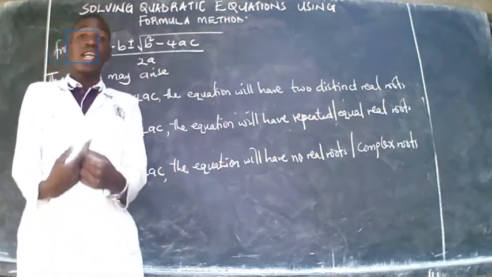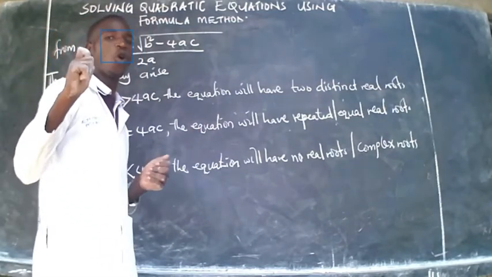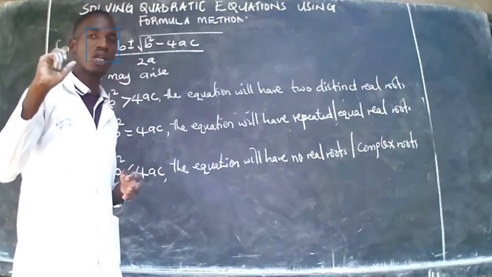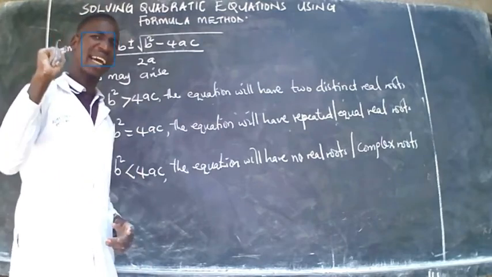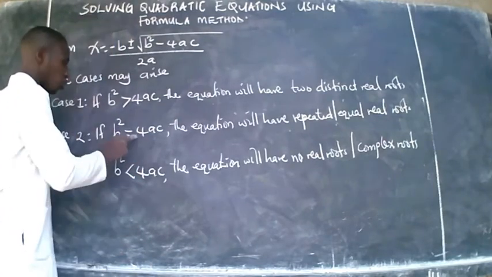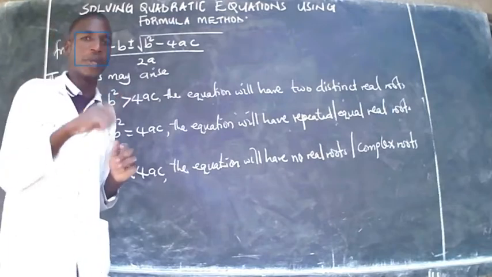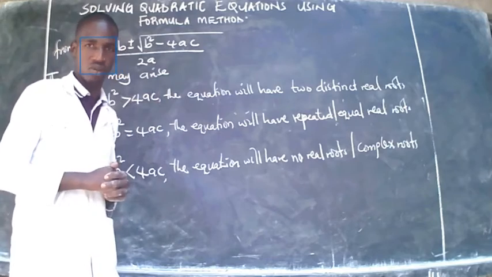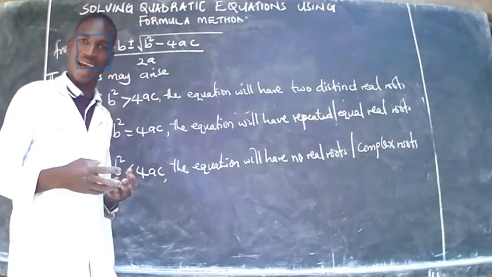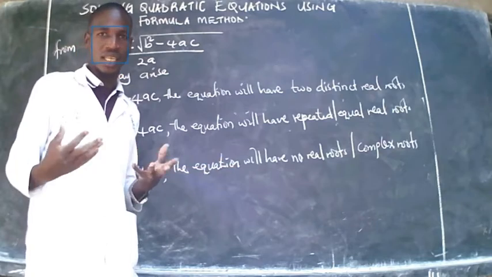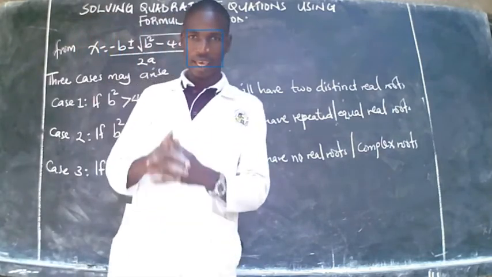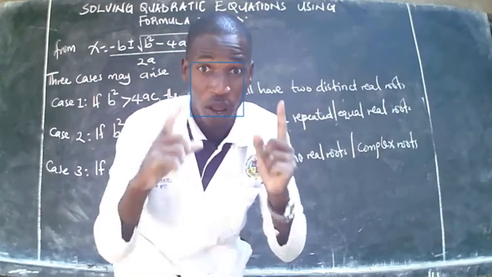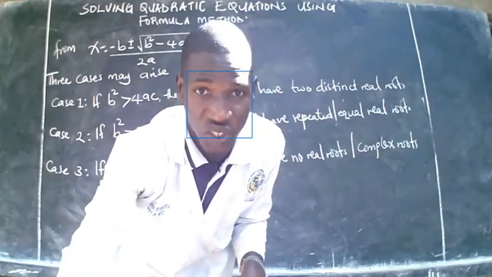We have a case where b squared is greater than 4ac. Good. When you have b squared greater than 4ac, you will have two distinct, and when we talk of distinct, we are saying two different real roots. Then a case where b squared is equal to 4ac, you will have repeated or two equal roots. If x1 is 3, x2 will also be 3. When does that occur? It occurs when b squared is equal to 4ac. Hope those cases are very clear. You need to understand them, when they occur, and how to deal with them, respectively.